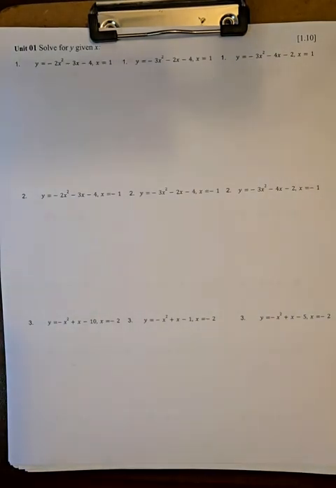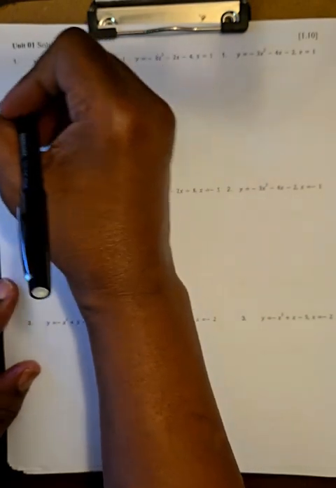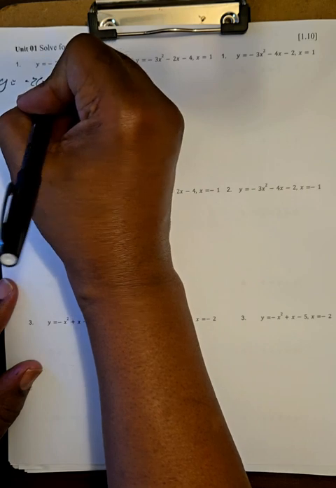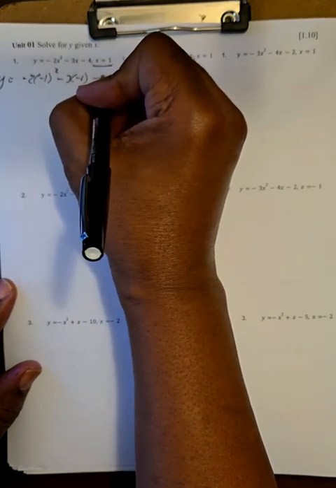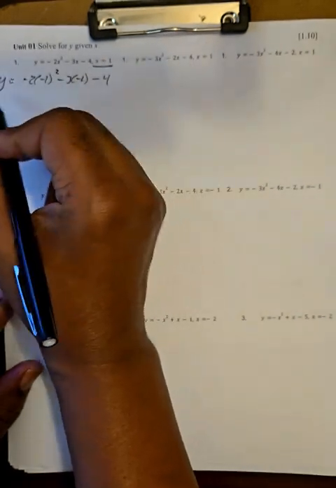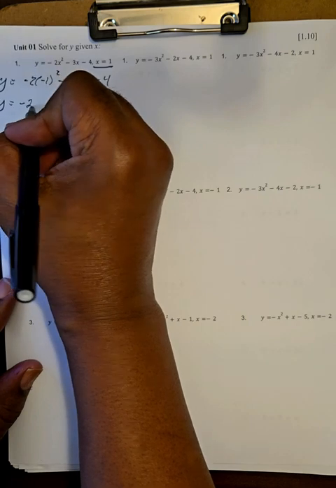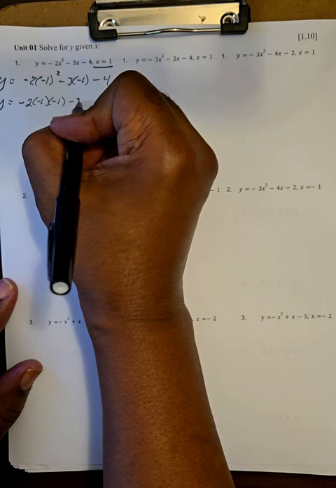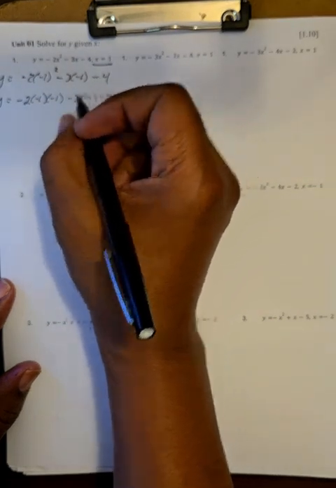Solving for y using substitution. Okay, here x is 1, so this will be y equals -2, then (-1) squared, minus 3(-1), and then minus 4. Now I'm going to use expansion on this portion right here, so this will be -2(-1)(-1), minus 3(-1), and minus 4.